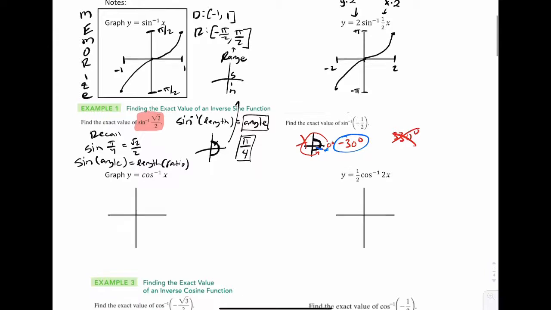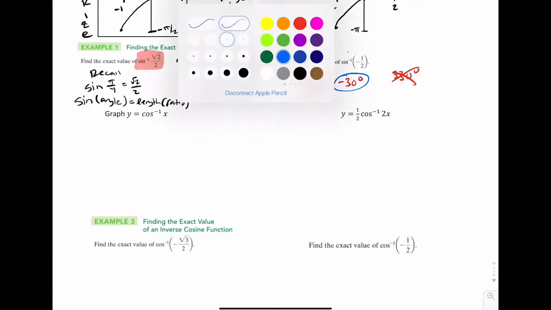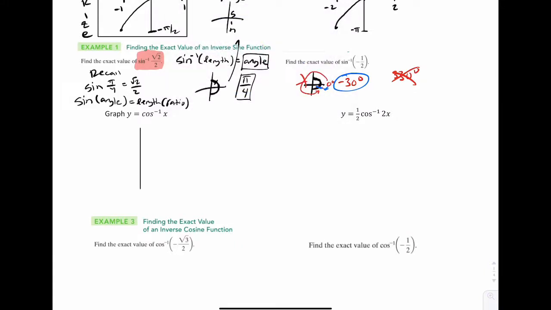Next one. For cosine, very similar here. Actually, I should fix this. We don't want an x like that. We want a t. So have a t like that. We're going to put -1 to 1. There's 0, pi over 2. So same thing. It's constructed by simply taking a piece of the cosine wave, and then you just flip over the y equals x line. But for you guys, you're going to want to memorize this as a parent graph.